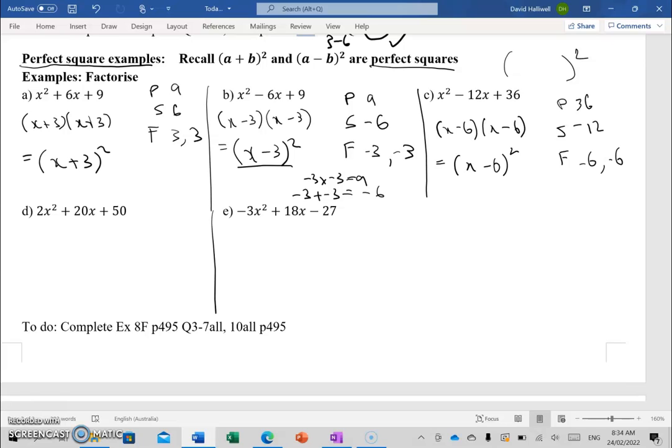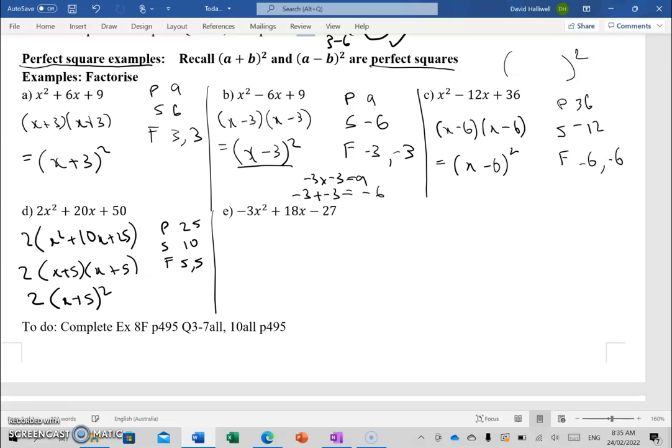Alright, two last ones to make it a little bit more tricky. So write down D, 2x squared plus 20x plus 50. We take out the 2, and we should have x squared plus 10x plus 25. Alright, product, sum, factors. See if you can do it quicker than me. Product of 25, sum of 10, and factors: 5 times 5 is 25, and they add to give 10. The 2 hangs out the front, and I've got brackets x plus 5 and another bracket x plus 5. Or we can write that shorter as 2 and then bracket x plus 5 all squared.